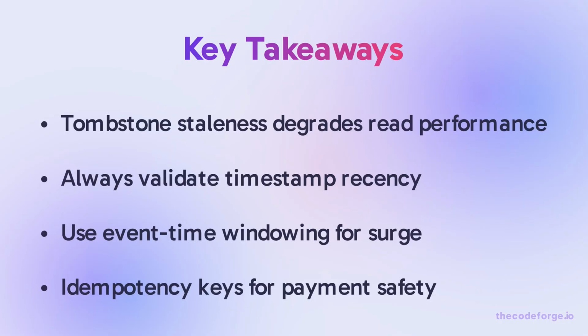To recap, Uber's architecture is a masterclass in trade-offs. Tombstone staleness must be handled at the application layer. Matching is a real-time auction. Surge pricing needs fresh data. Payment systems must be idempotent. And resilience patterns like circuit breakers are non-negotiable.